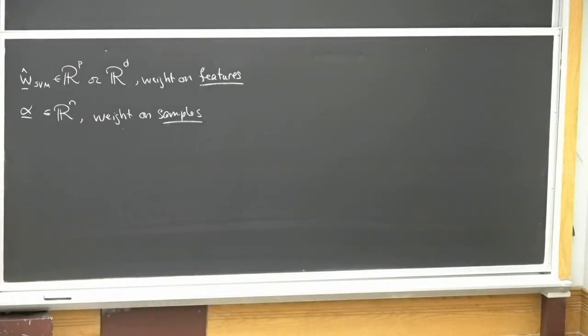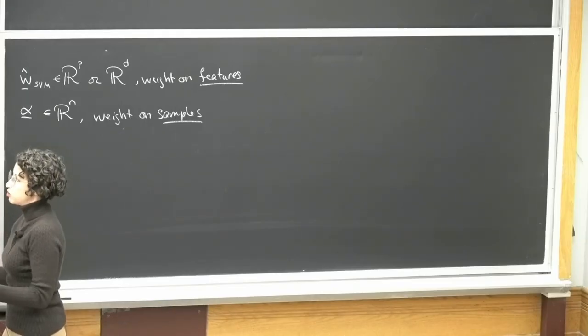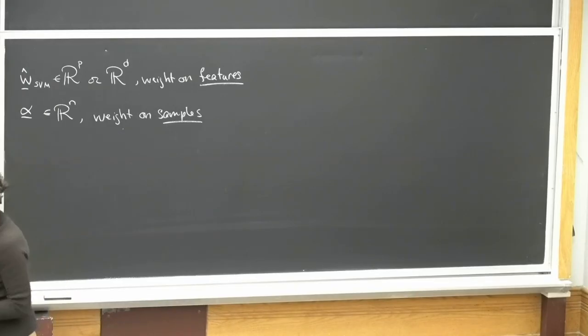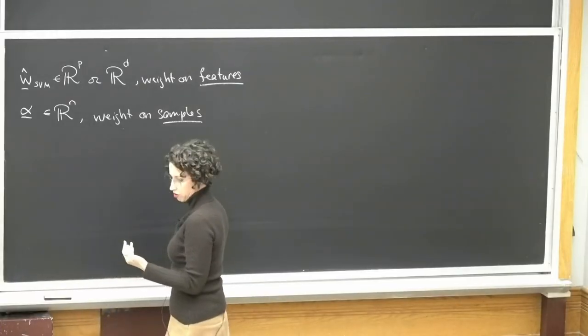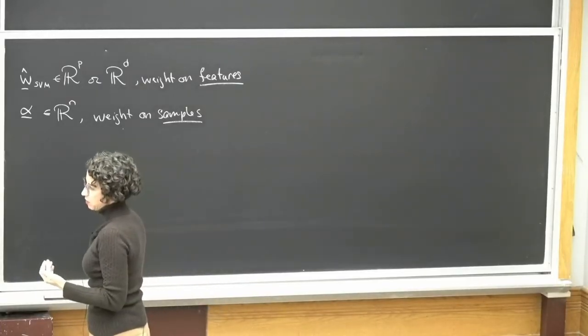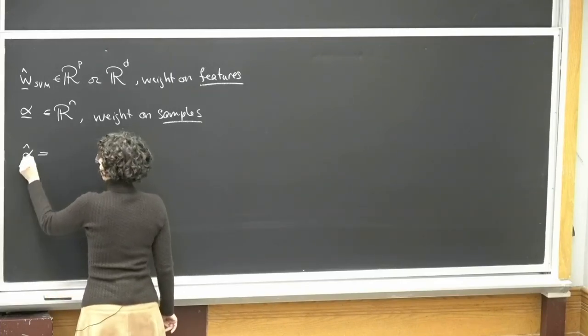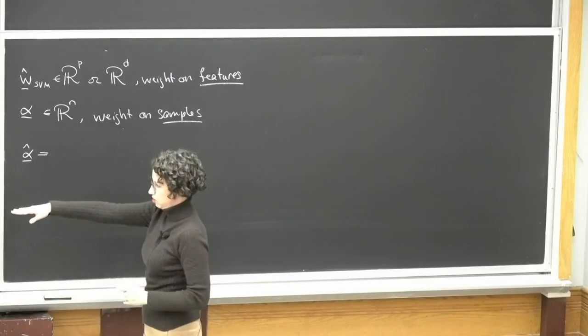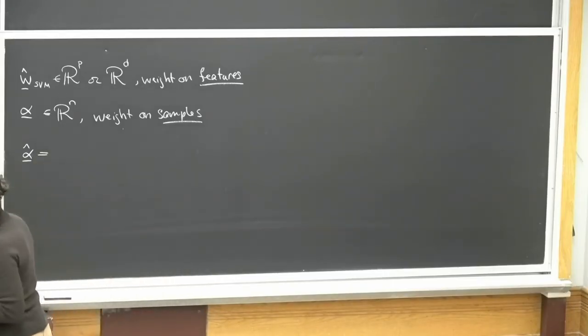Okay, so now what we're going to do is, instead of finding an expression for W hat SVM, we're going to say, let's find an expression for alpha, for the weights on samples. Unfortunately, this is not something that we can do in closed form the way we could with kernel ridge regression. In particular, we're going to say that alpha hat corresponds to solving this optimization problem that we have on the previous board.